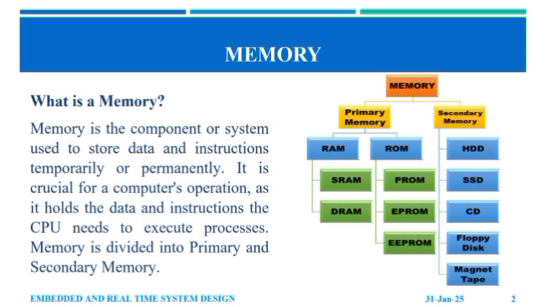So first of all, we'll be looking at what a memory is. I think from our previous classes, we have looked at what a memory is: a component or system used to store data and instructions, either temporarily or permanently, depending on the kind of memory that is used. So literally we have two categories of memory. We have the primary and the secondary memory.